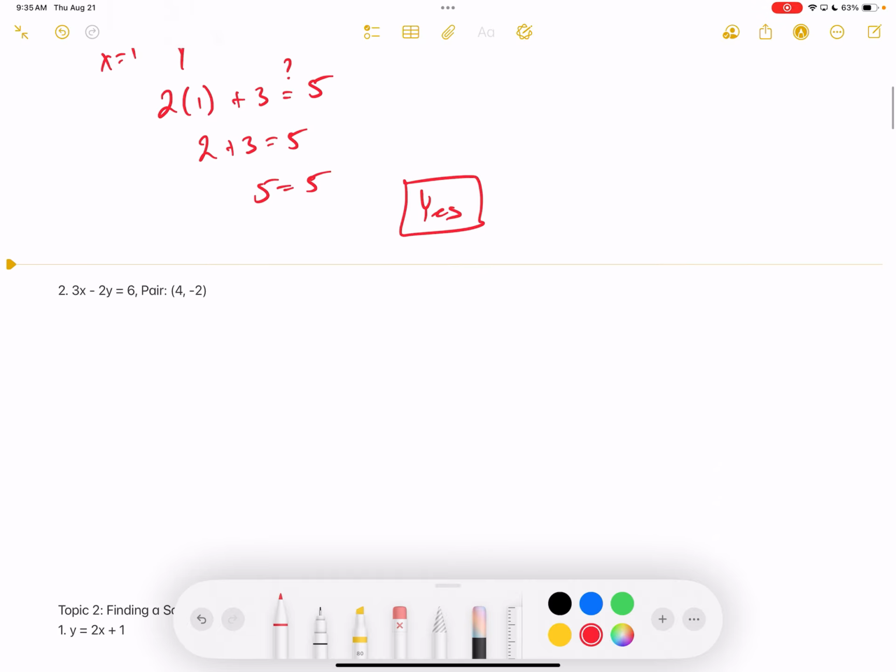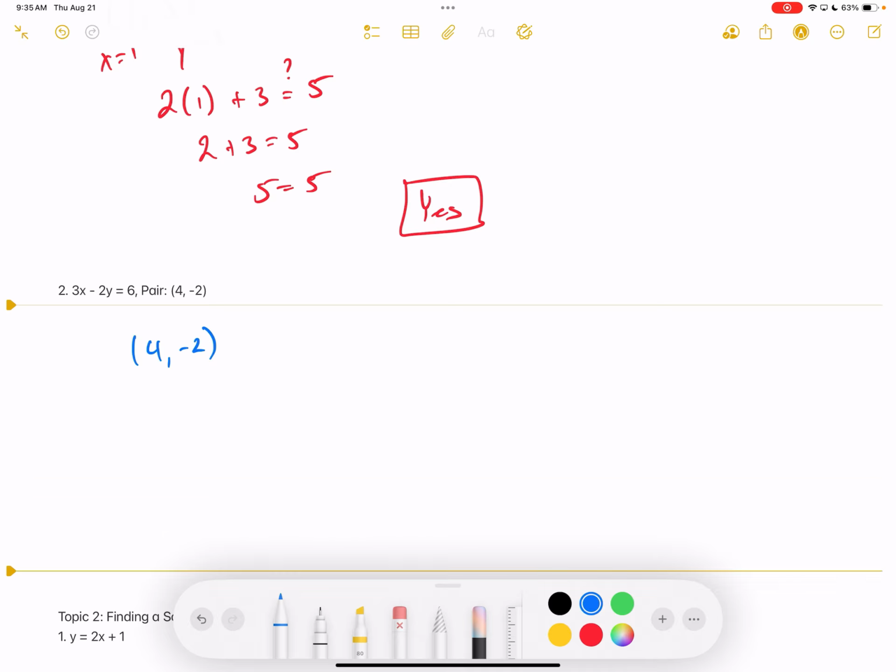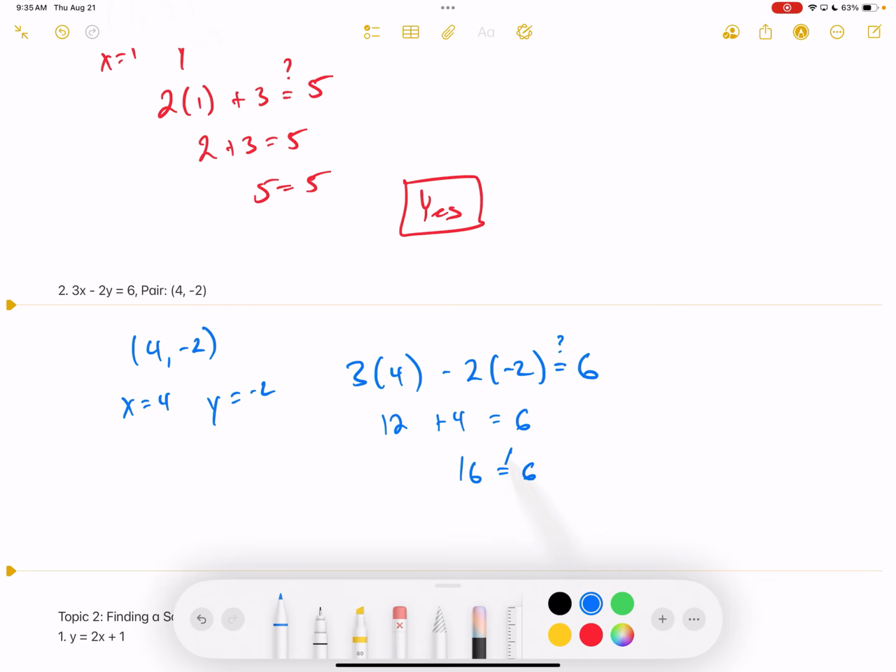The next one is the same idea. I have a 4, negative 2. Let's keep doing that. X equals 4, y equals negative 2. So I plug that in. I get 3 times 4 and 2 times negative 2. Okay, so you plug the 4 into the x, the negative 2 into the y. This is 12. Negative 2 times negative 2 would be positive 4. So this would be 16 equals 6. Well, 16 does not equal 6, so no, that point would not be on the line.